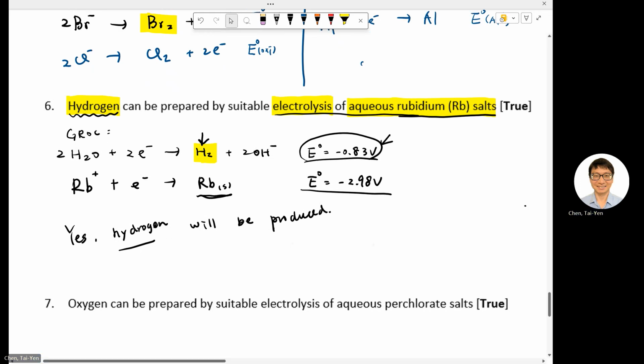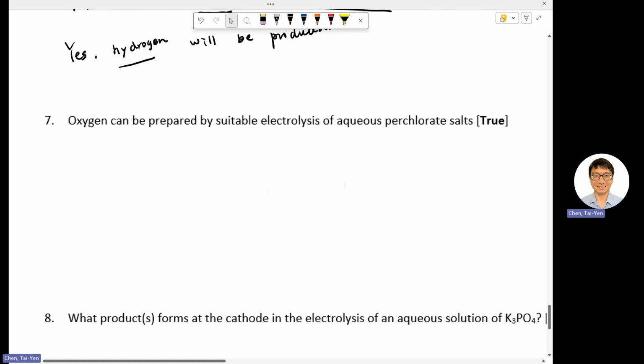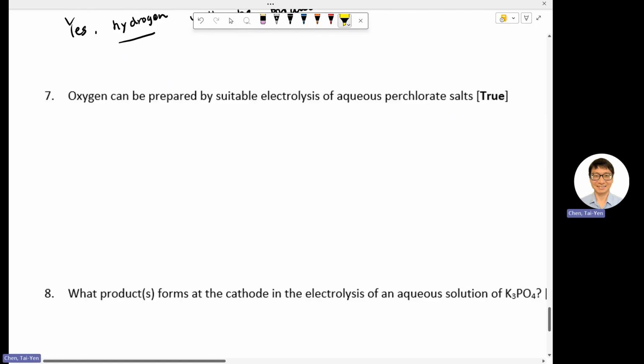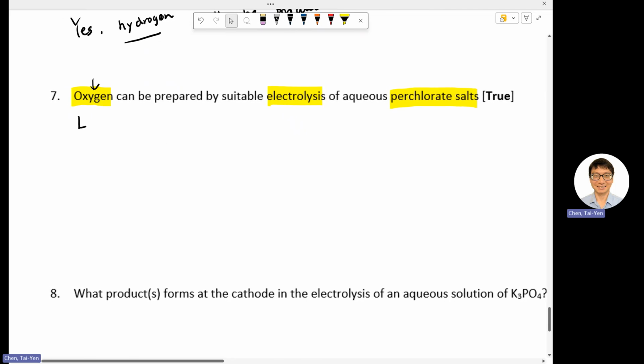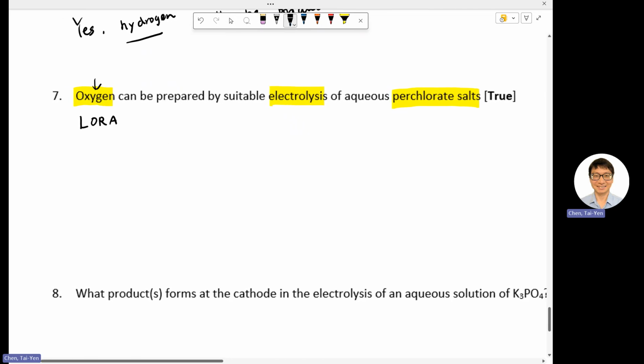Let's look at another example. Number 7 says the oxygen can be prepared by suitable electrolysis of aqueous perchlorate salt. It says oxygen, so apparently oxygen is the oxidation product of your water. Therefore, the thing that matters is the anode, so what matters is your anion.